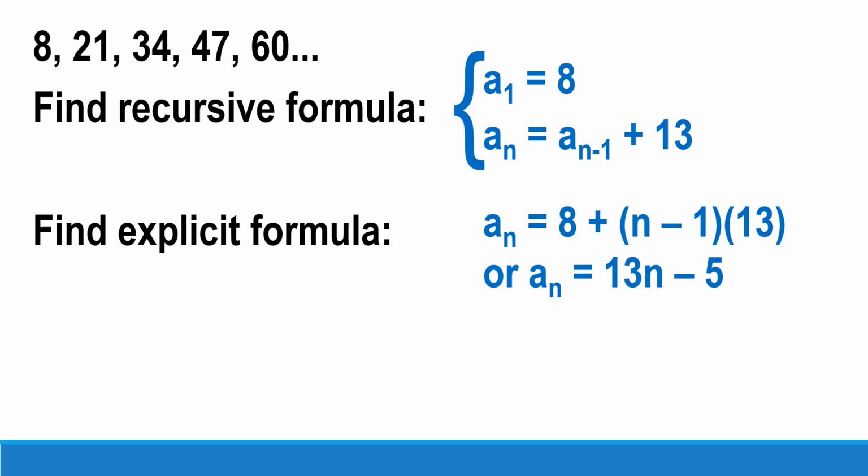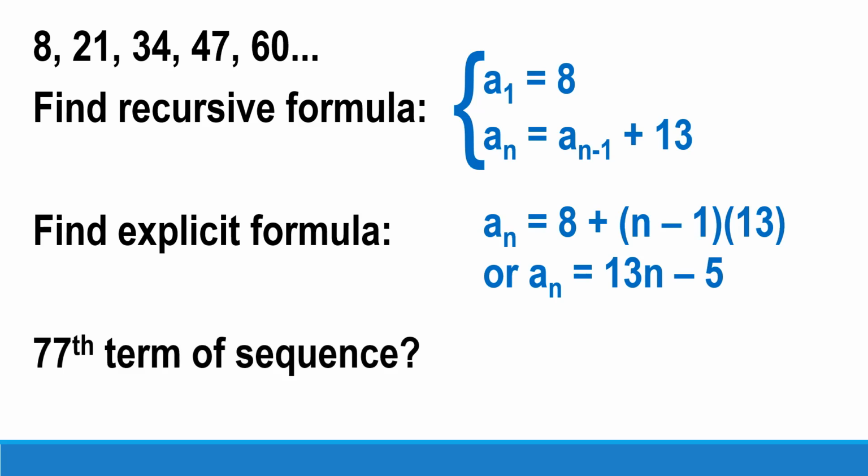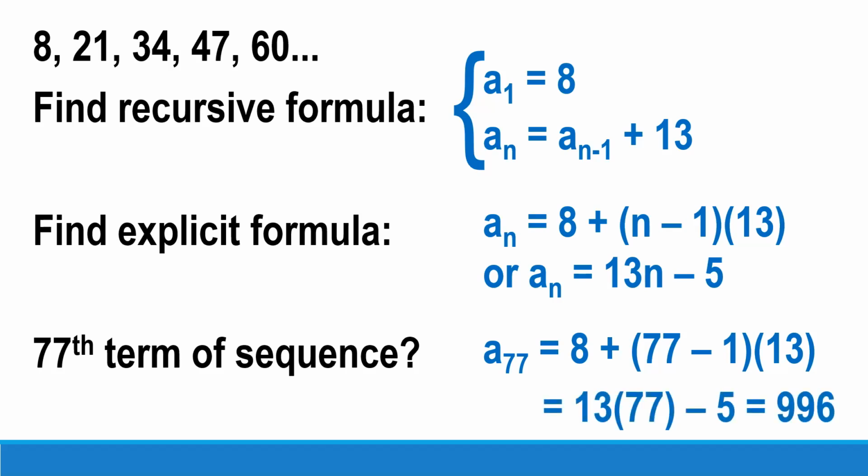If you wish to rewrite it more as a linear equation, then a sub n could equal 13 times n minus 5. If you wanted to find the 77th term of the sequence, definitely consider using the explicit formula, as all you need to do is substitute 77 in for n. You can do this in either one of the two formulas, and you'll come up with 996.